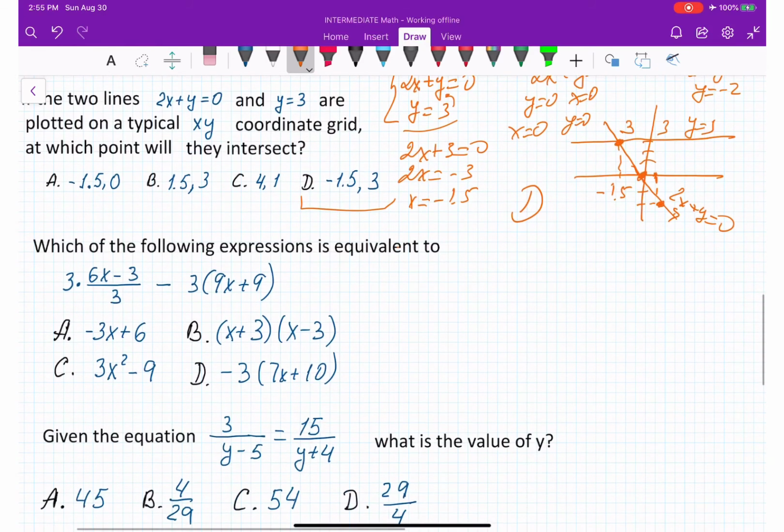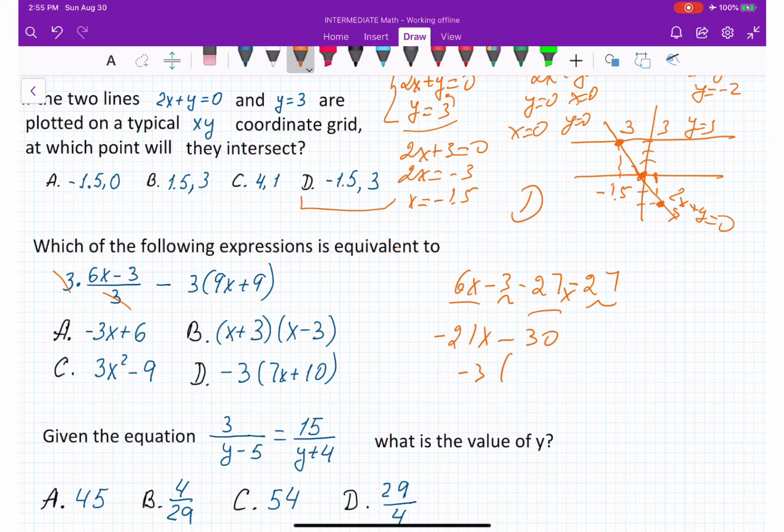And the last one, 3 times 6x minus 3, over 3. So this 3 and this 3 I can cancel with each other. And I'm getting 6x minus 3 minus 27x. So what do I get? Negative 21x and this minus 30. So taking the common factor negative 3, I'm getting 7x plus 10. D.